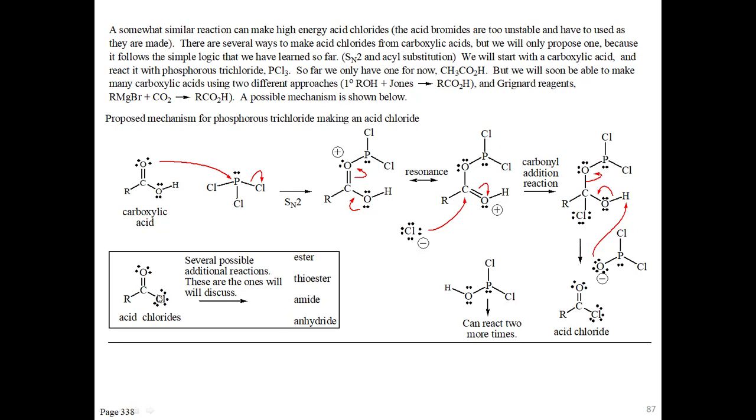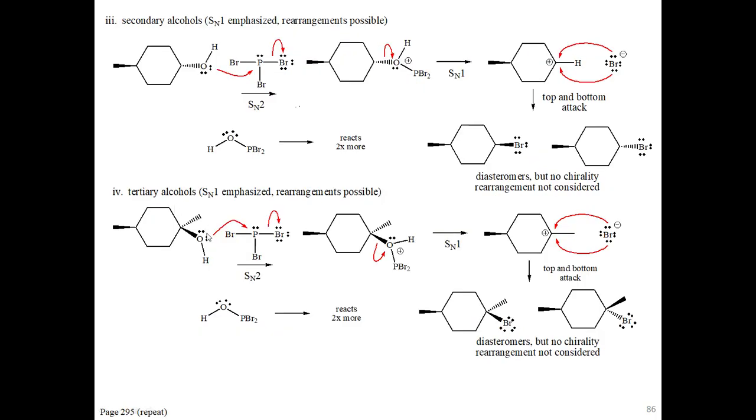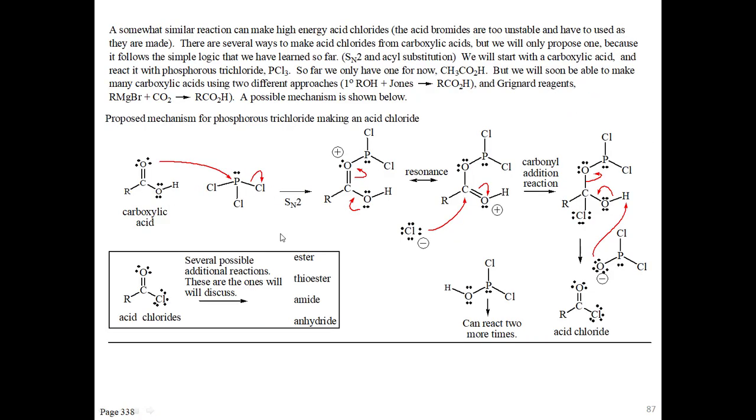Now it can actually make other things too, but we're leaving those out. It can make aldehydes, it can make ketones, and various things like that. So how does this work? Well, if you look up above what we just did, we used the oxygen to attack the phosphorus and push off a bromide. So let's come back down.